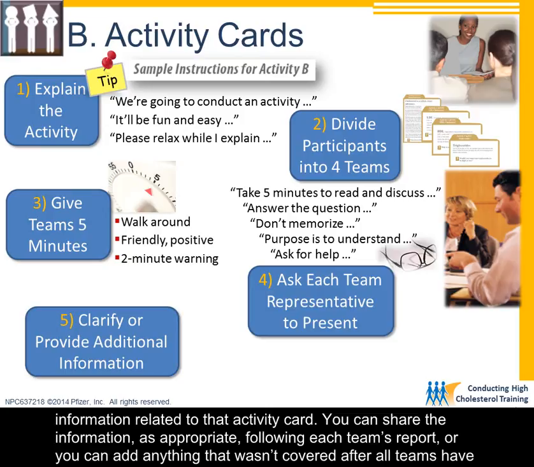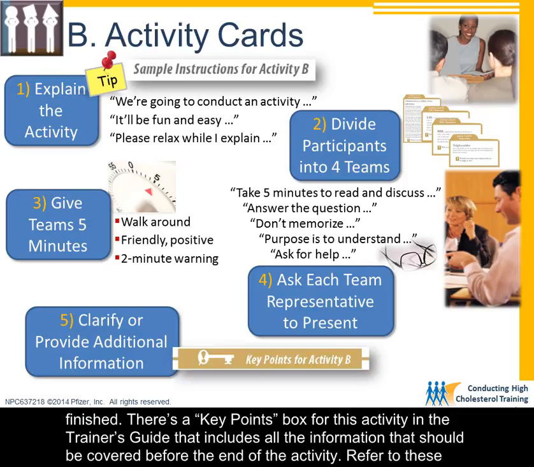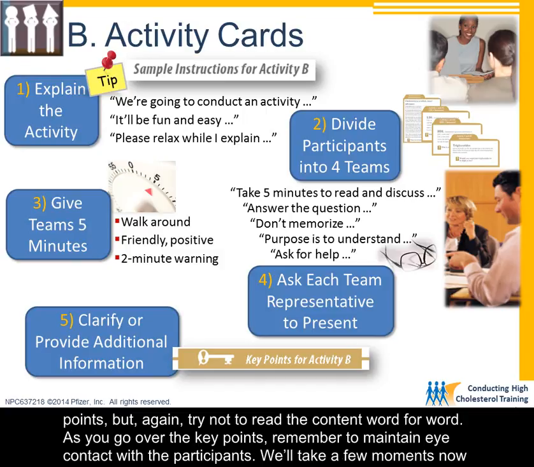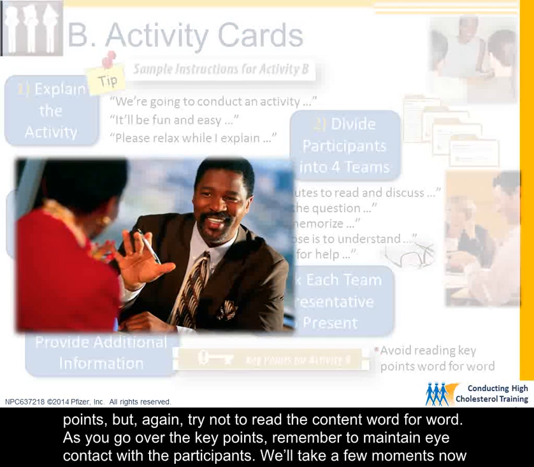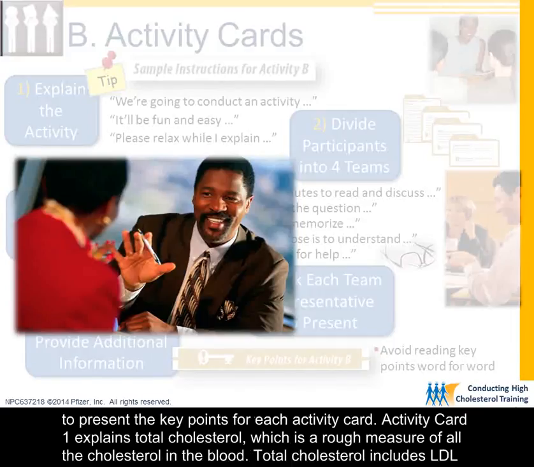You can share the information as appropriate, following each team's report, or you can add anything that wasn't covered after all teams have finished. There's a key points box for this activity in the trainer's guide that includes all the information that should be covered before the end of the activity. Refer to these points, but again, try not to read the content word for word. As you go over the key points, remember to maintain eye contact with the participants. We'll take a few moments now to present the key points for each activity card.